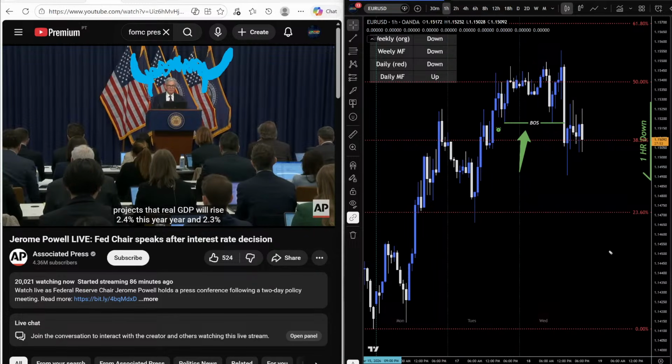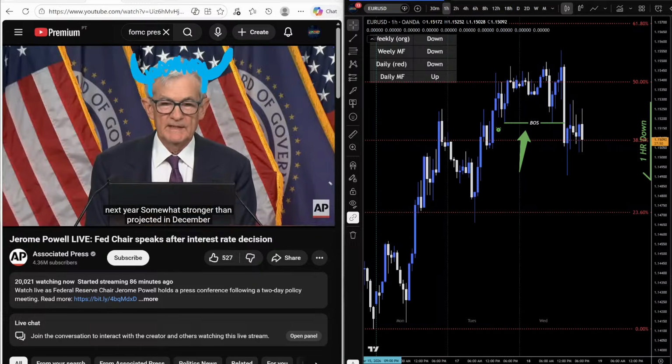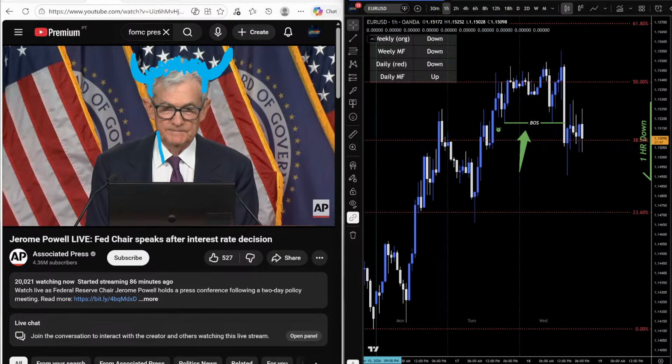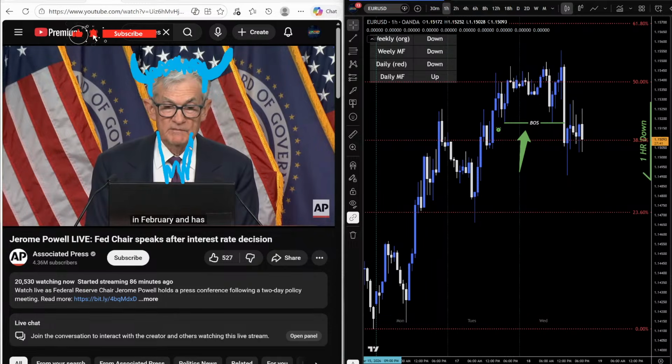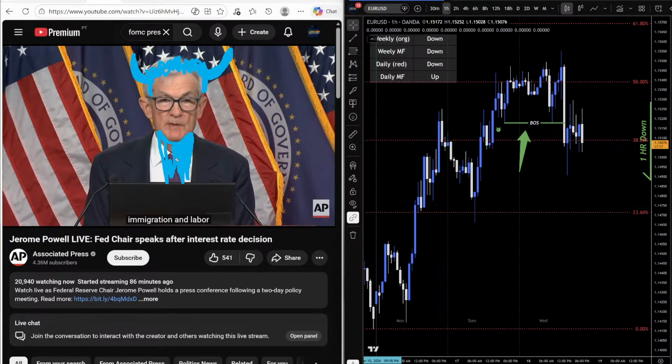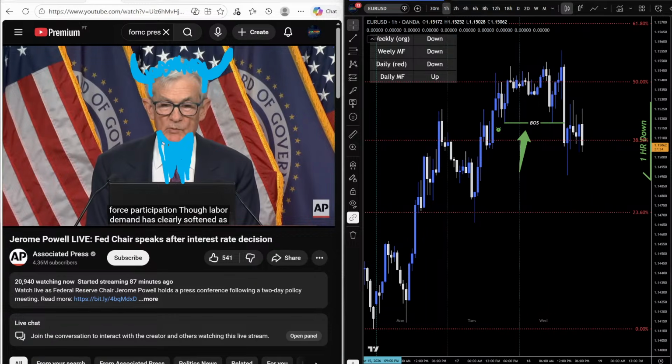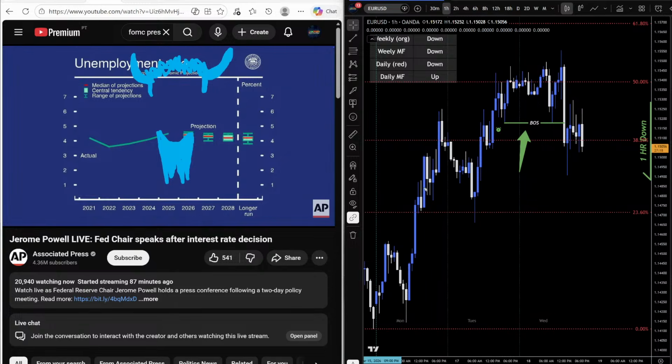In the labor market, the unemployment rate was 4.4% in February and has changed little since late last summer. Job gains have remained low. A good part of the slowing in the pace of job growth over the past year reflects a decline in the growth of the labor force due to lower immigration and labor force participation, though labor demand has clearly softened as well. Other indicators, including job openings, layoffs, hiring, and nominal wage growth, generally show little change in recent months. In our SEP, the median projection of the unemployment rate is 4.4% at the end of this year and edges down thereafter.